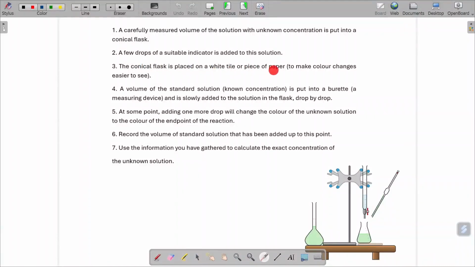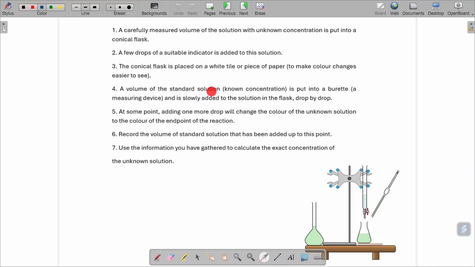An indicator is a substance that usually is one color in an acid and another color in a base. And when we find the point at which the color changes, we are able to find the equivalence point of the reaction. So the conical flask is placed on a white tile. We can see the tile at the bottom here. This white tile just makes the change in color easier to see.